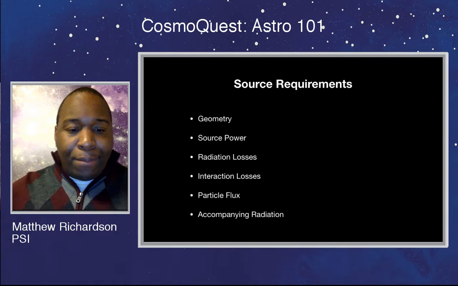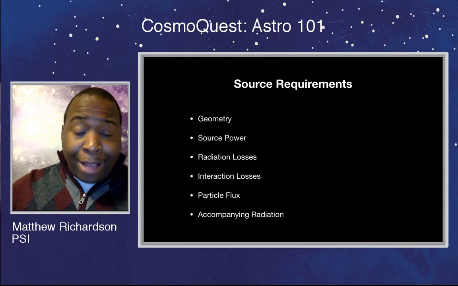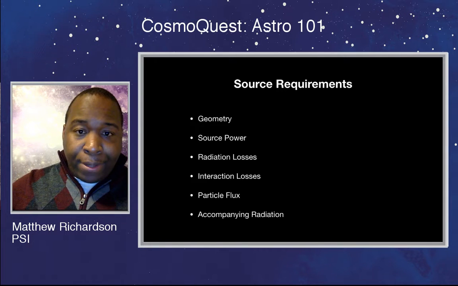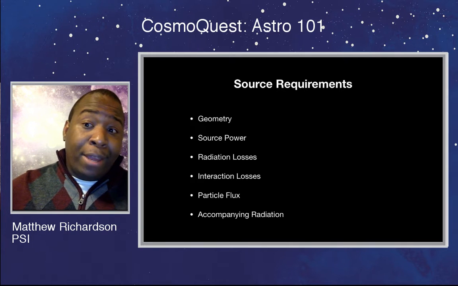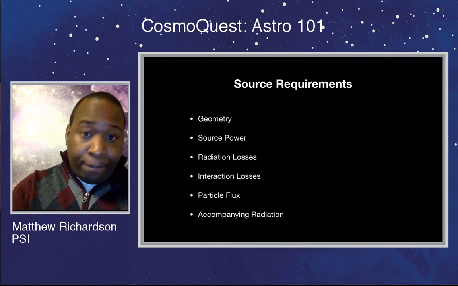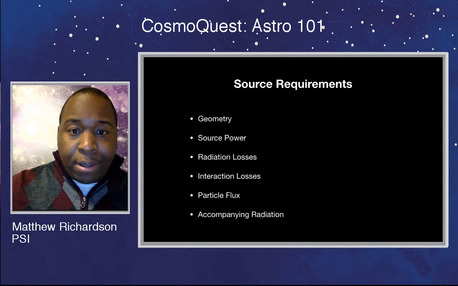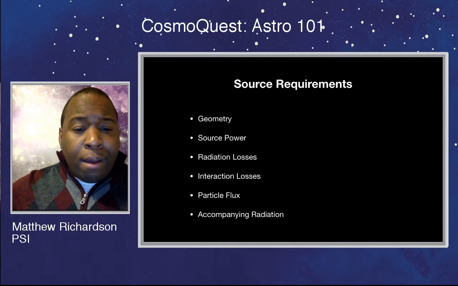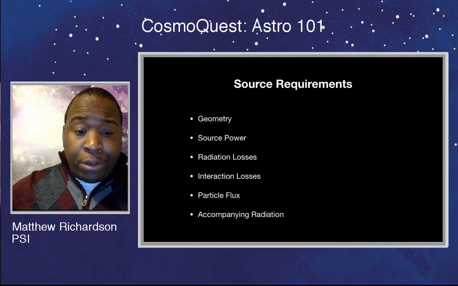The next important thing is going to be radiation losses. Cosmic rays are generally charged particles, and while undergoing acceleration, charged particles emit electromagnetic radiation, so they will lose that energy in the form of photons. And so you also have to consider radiation losses while being accelerated close by the source itself. Of course, interactions with other particles can cause the cosmic ray to lose energy.